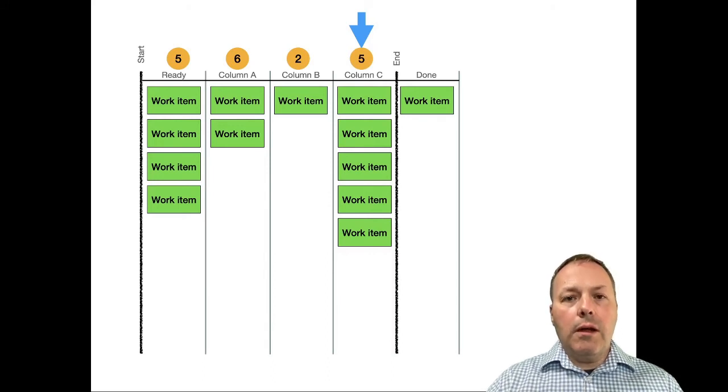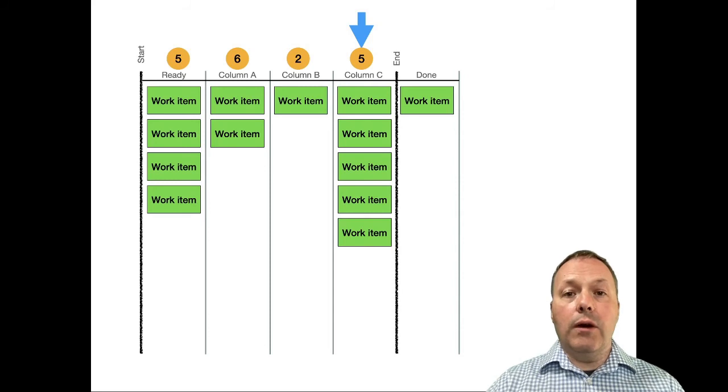Now tomorrow, when we revisit this, we may find that one of those items has moved to done, at which point we can have the conversation about can we lower that WIP limit to 4? And the day after, can we lower that WIP limit to 3? But we don't want to lower it while there are still items in that column because we don't want to normalize the behavior of violating the WIP limit.